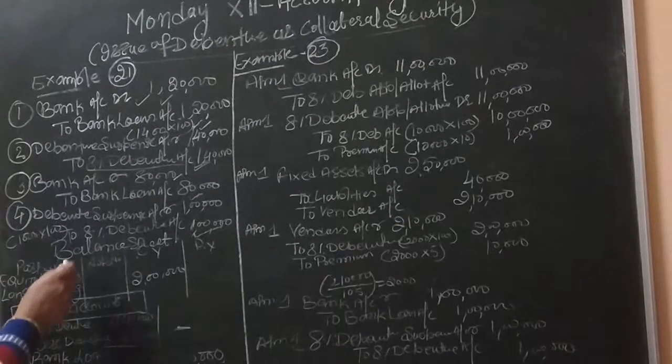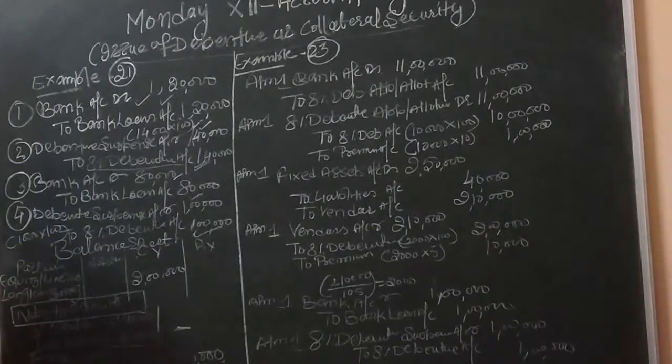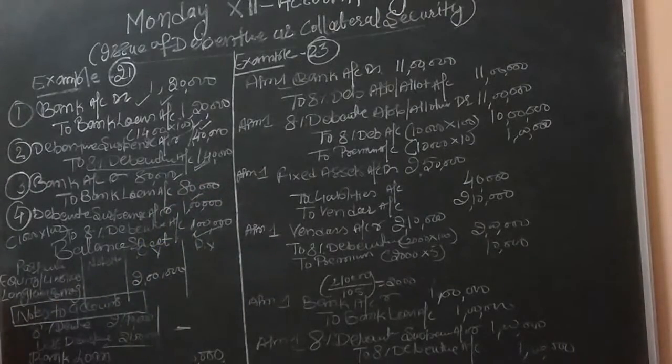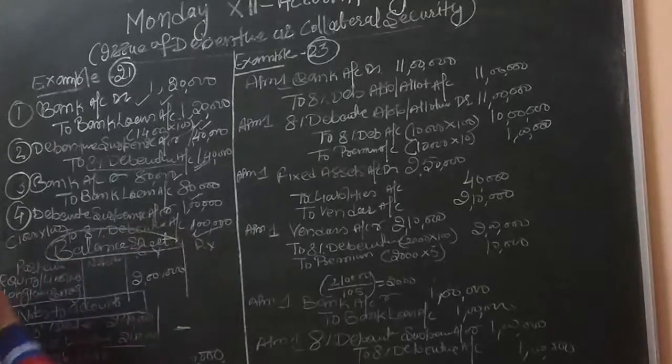Right? So there are two methods. We can make only the loan taken entry, and we can also make the entries for issuing the debentures. So when the loan is taken, Bank Account debit to Bank Loan, and when debentures are issued, Debenture Suspense Account debit to Debentures Account. Now we have to show it in the balance sheet also.